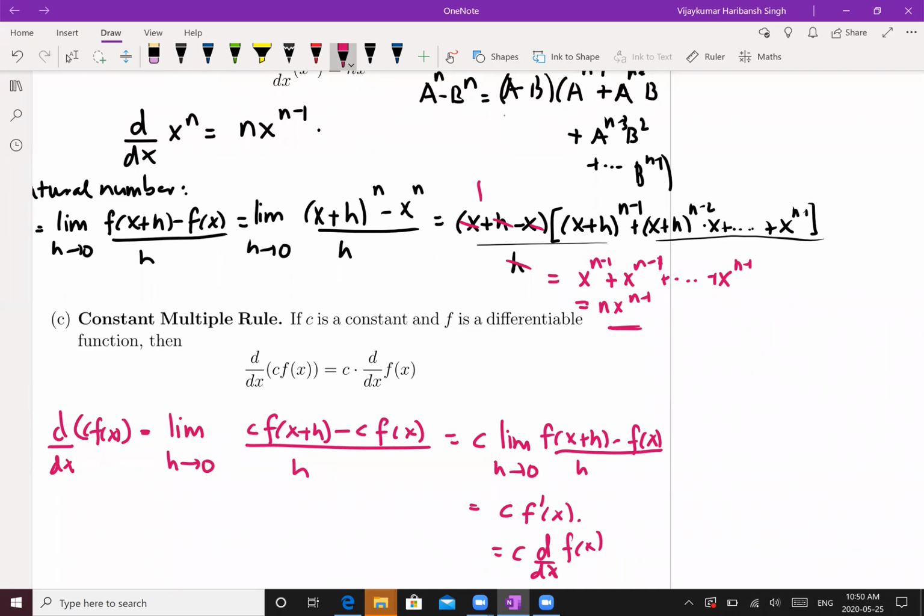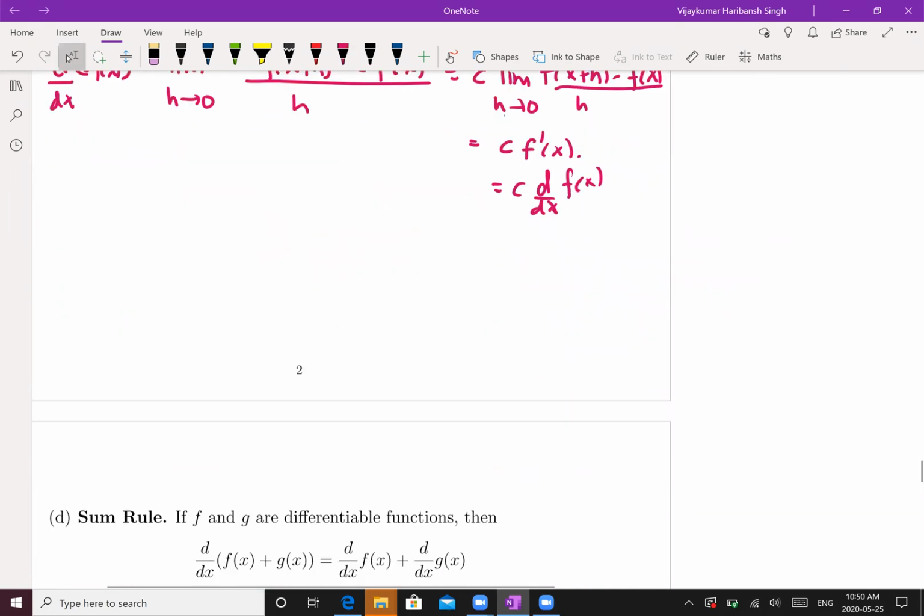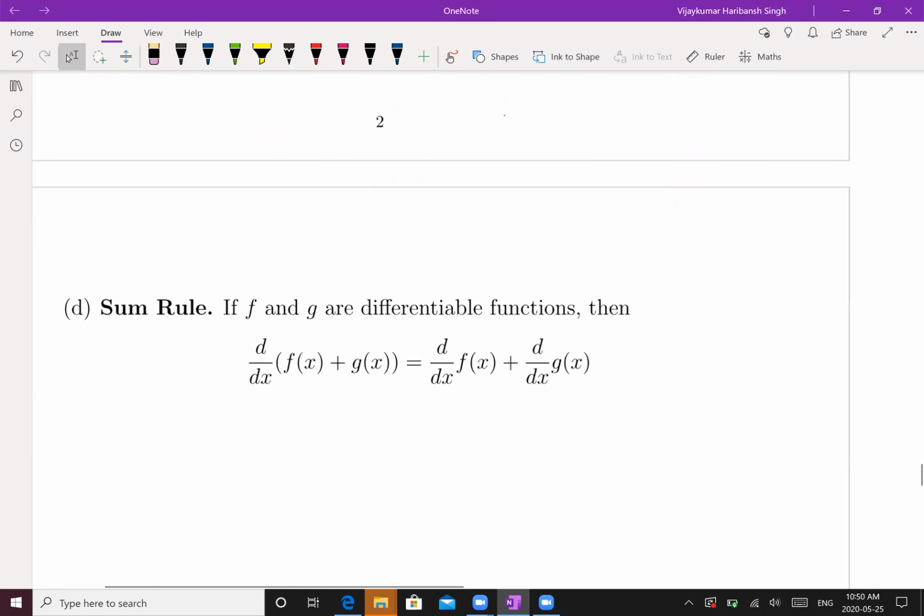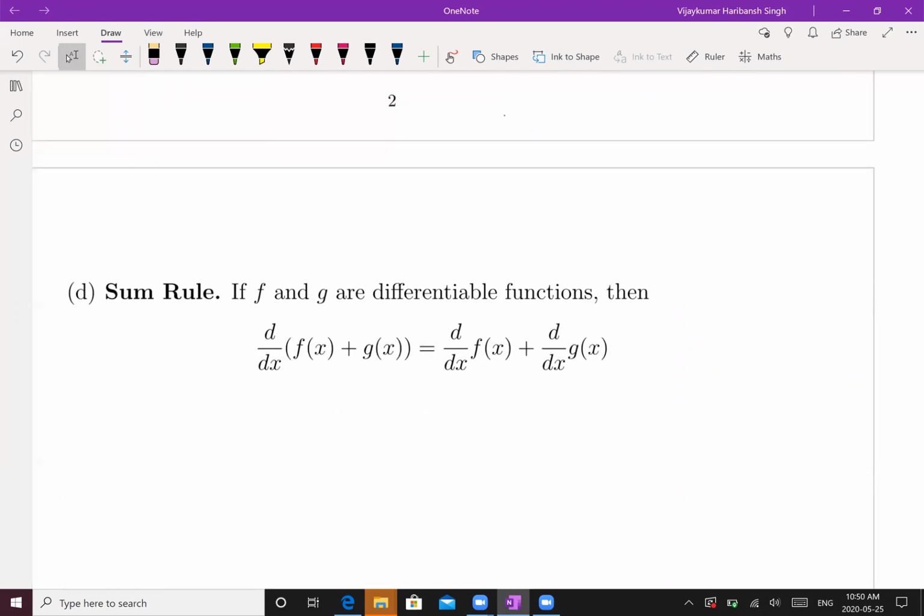Now, if you combine this together, okay, so now we can talk about the sum rule. Similarly, you can prove the sum rule as well: the derivative of f plus g is the derivative of f plus the derivative of g. Again, by the definition of derivative. So let me quickly do it. The left-hand side is the limit as h goes to 0. Now instead of f, you have f of x plus h plus g of x plus h.